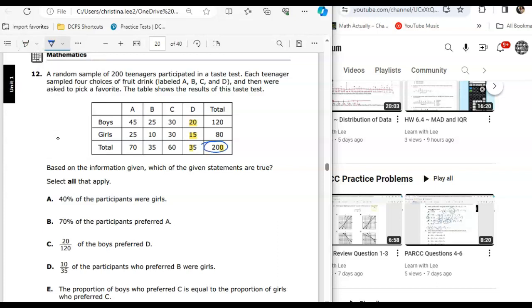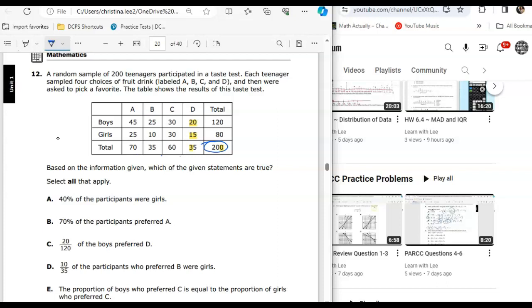Let's circle 200. Okay, so total, my A, B, C, and D need to add up to 200, and total, my boys and girls need to add up to 200. Each teenager sampled 4 choices of fruit drink labeled A, B, C, and D, and then we're asked to pick a favorite. The table shows the results of this taste test.